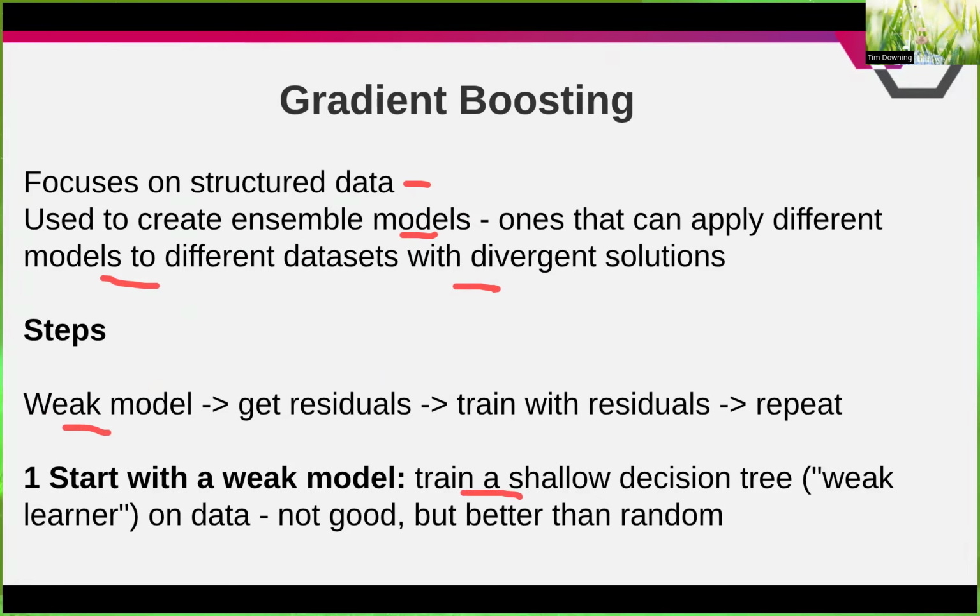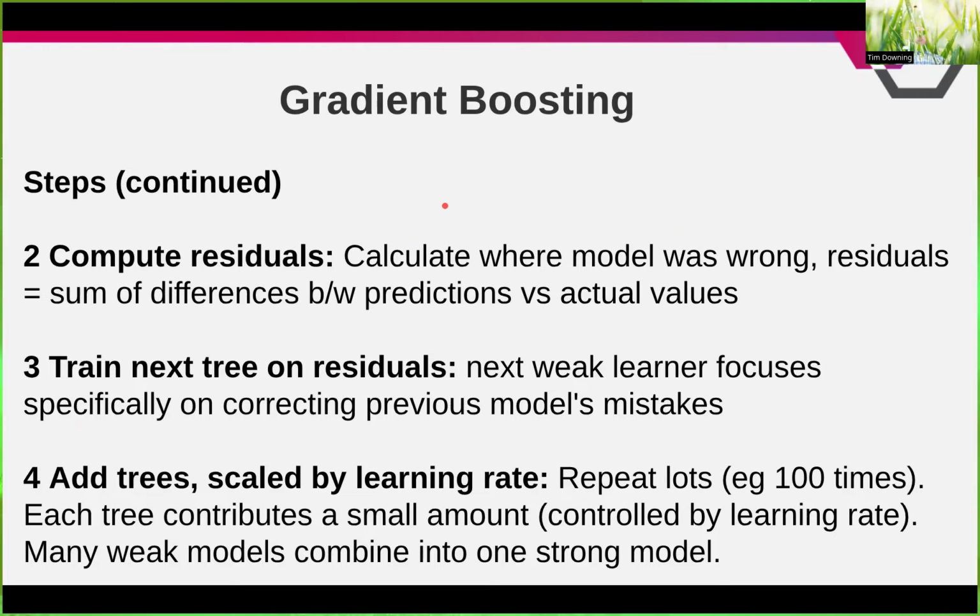What we're thinking of is having initially a weak model, a weak decision tree that's shallow, from which we get the residuals that we send to the next tree that trains on these residuals to try to gradually minimize the error across the set of trees as we repeat this process. So we calculate where the model went wrong, and the residuals is the sum of the differences between the predictions versus the actual values, and that is input for the next tree, which uses these residuals to try to optimize the model. This is scaled by a learning rate, depending on how much we want the model to vary.